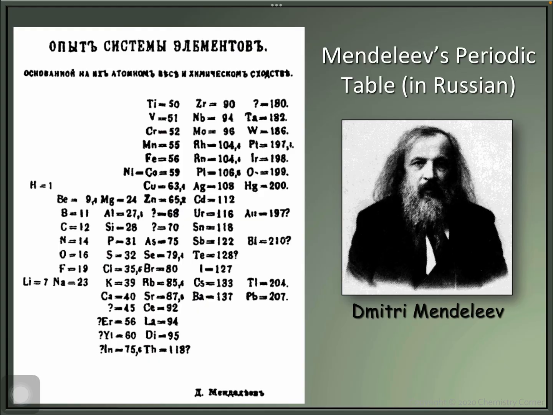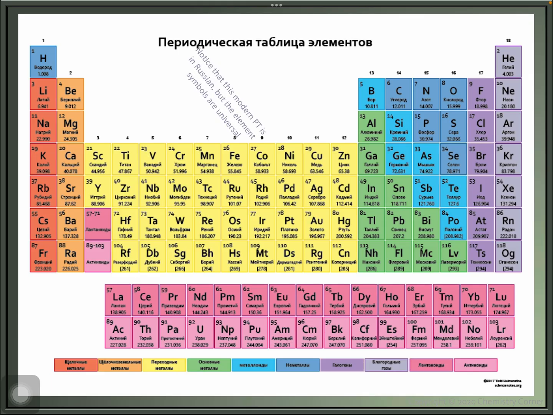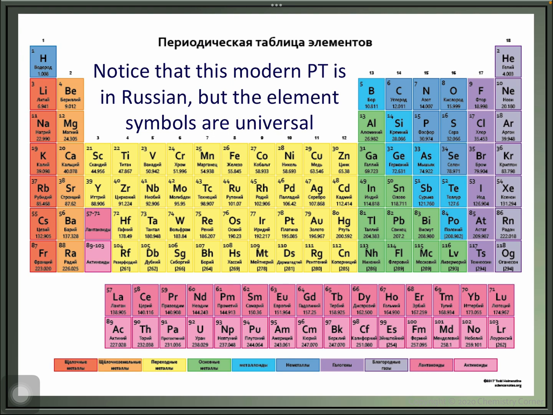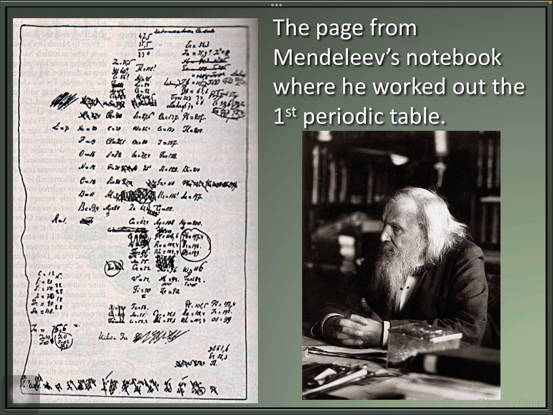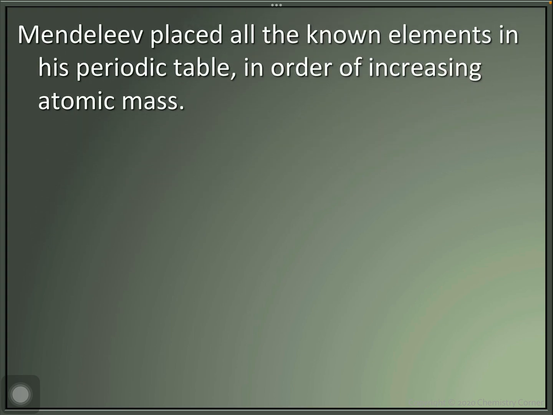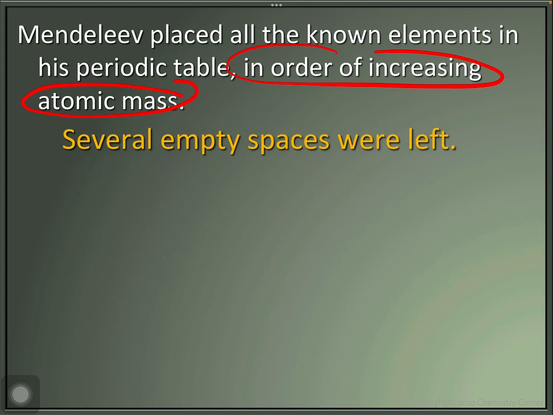Again, you can see that here, another example. He was Russian. And this is what the modern table actually looks like. And this is just another example from his notebook, just so you could see. And so what he did is that he placed all those elements in order of increasing atomic mass. So as many of you saw, and some of you made this comment, yes, as you go down the periodic table, you're going to see that the elements not only increase in atomic number, but they also increase in their mass.